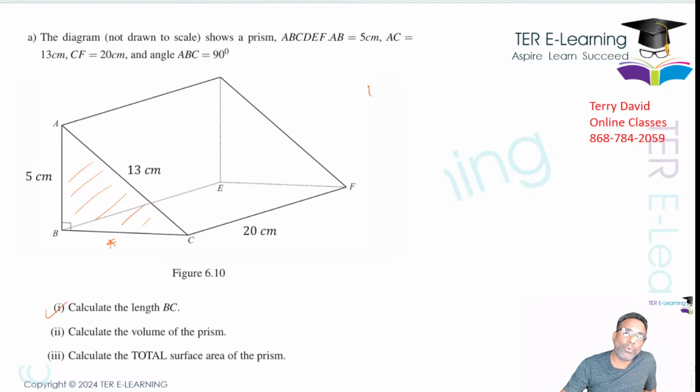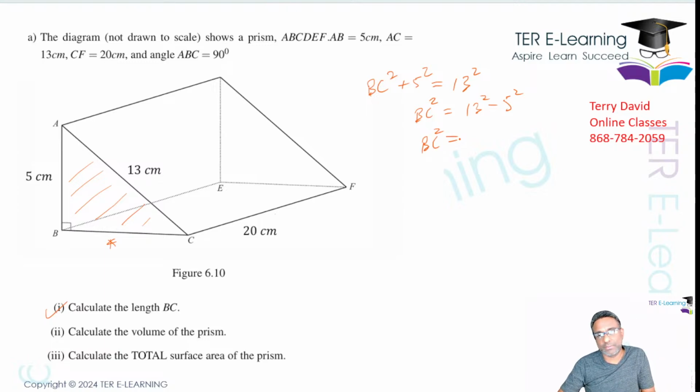So what I will do, I'll write it in terms of Pythagoras' theorem. So BC squared plus 5 squared should be equal to 13 squared. All I'm doing is applying Pythagoras' theorem. So therefore, BC squared is equal to 13 squared minus 5 squared. So that's 169 minus 25. You're going to get 144.